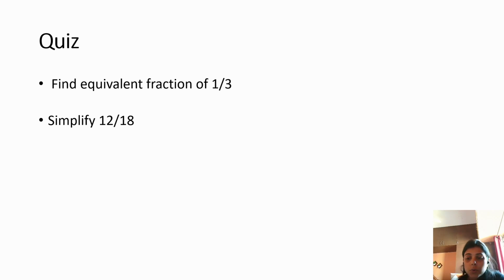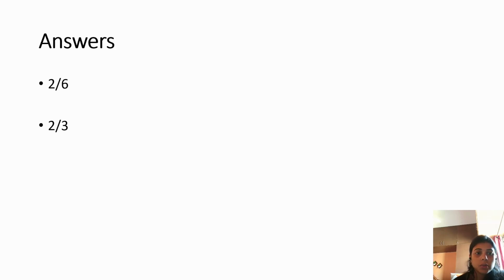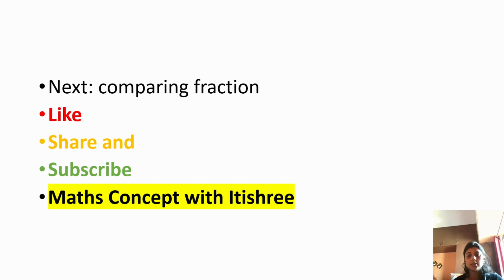Okay. So pause this video and find out the answer for this question. Find the equivalent fraction of 1 by 3 and simplify 12 by 18. Okay, do the calculation and then check for the answer. It will be 2 by 6 for the first one, and the second one is 2 by 3. Okay, so this is all about the simplest form and the equivalent fraction.